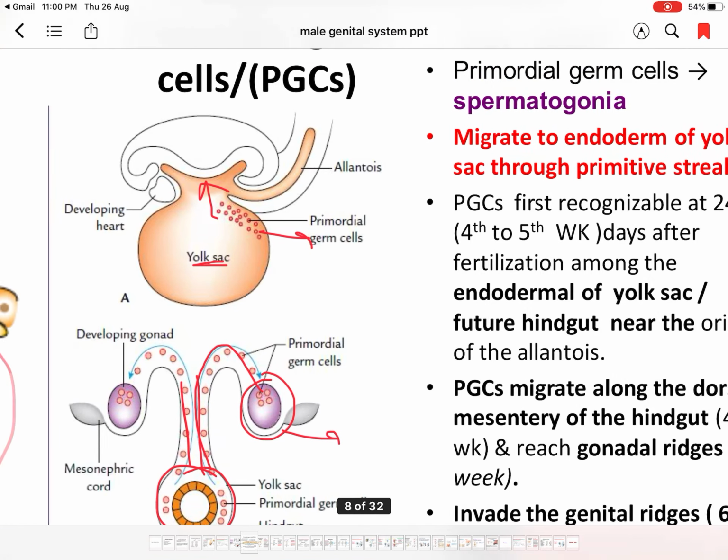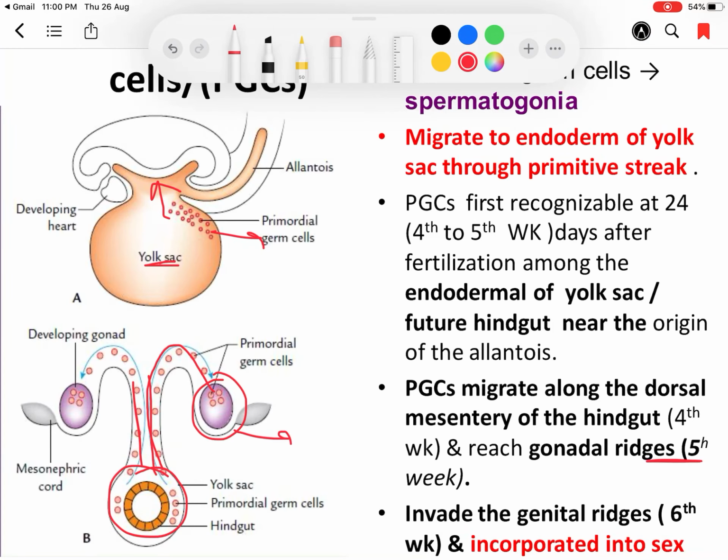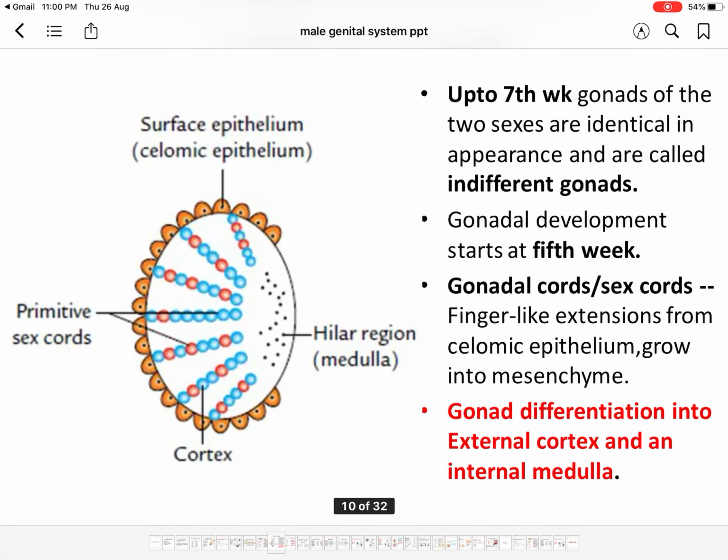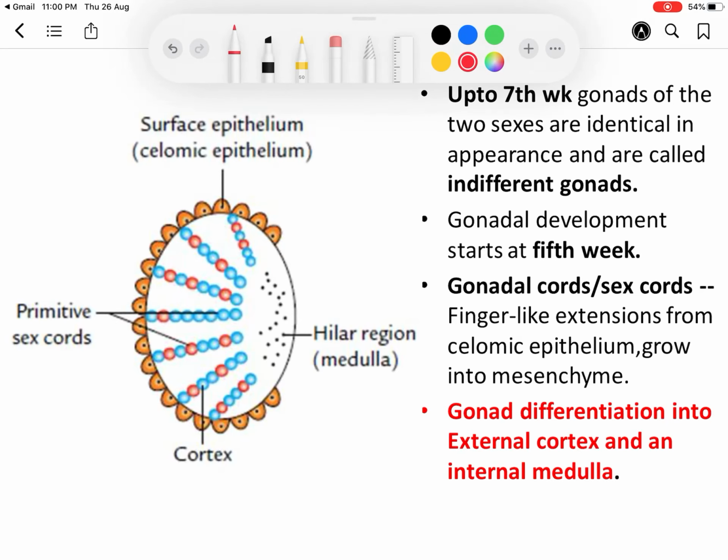Around the 5th week, these primordial germ cells reach the gonadal ridge region, and they are incorporated into the sex cord cells. Here you can see the sex cords, the bluish ones, and in between them the reddish ones are the primordial germ cells, which are incorporated in between them.